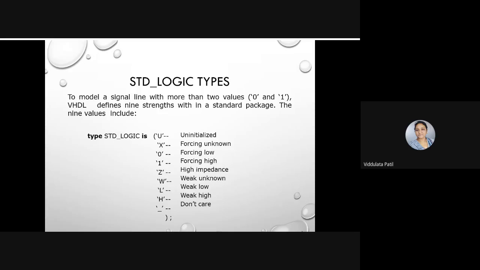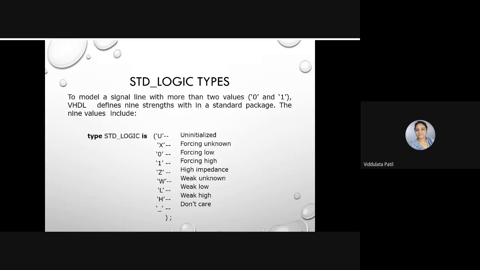values. U, that means it is uninitialized. Then X, that means forcing unknown. 0, that means forcing low. 1, that means forcing high. Z, that means high impedance. Then W, that means weak unknown. L, that means weak low. H, that means weak high. And dash, that means don't care. So these are the different values that the std_logic type can have.